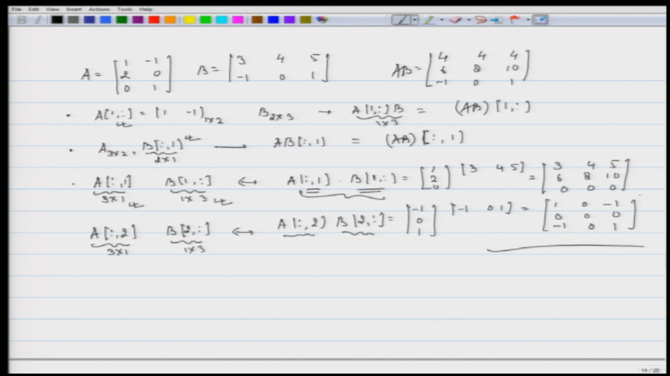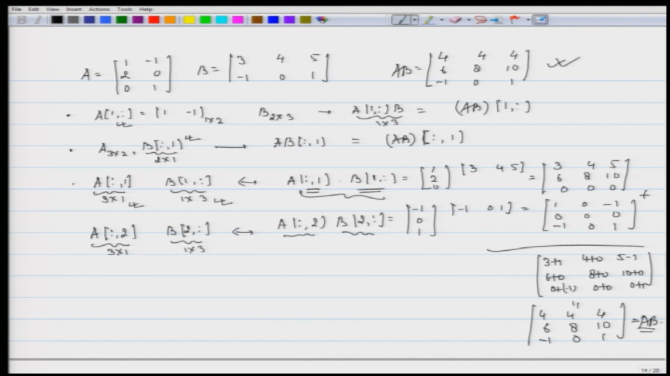If I add these two, what do I get is 3 plus 1, 4 plus 0, 5 minus 1, 6 plus 0, 8 plus 0, 10 plus 0, 0 plus minus 1, 0 plus 0, 0 plus 1, which is nothing but 4 4 4, 6 8 10, minus 1 0 1, which is AB. So check that this is another way of multiplying, and you are going to get the same answer.